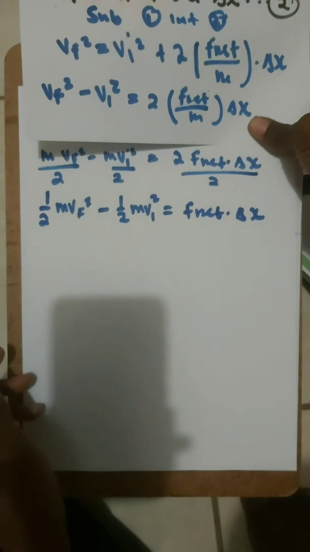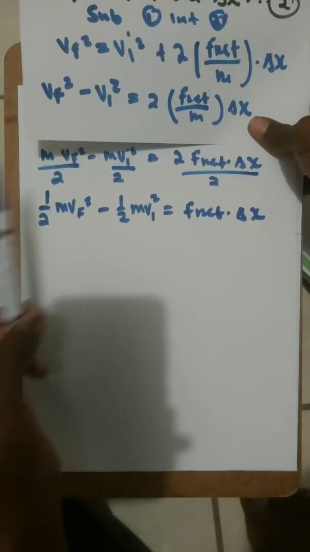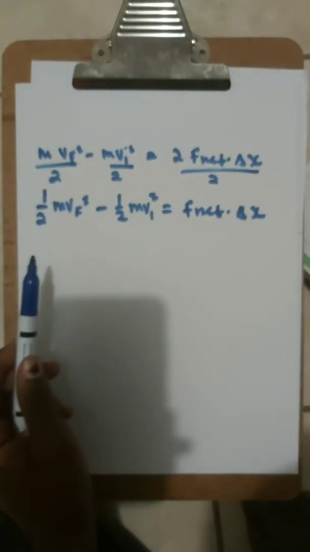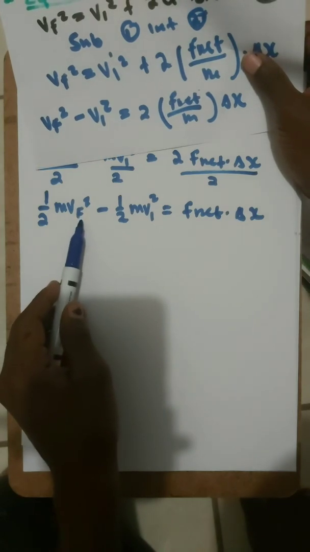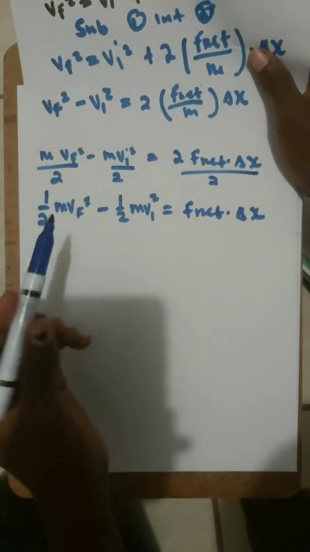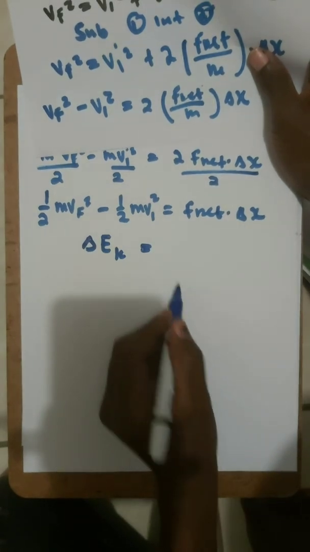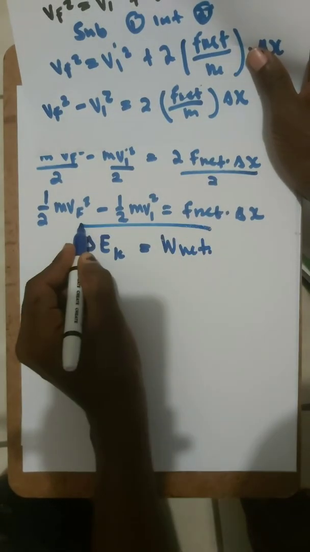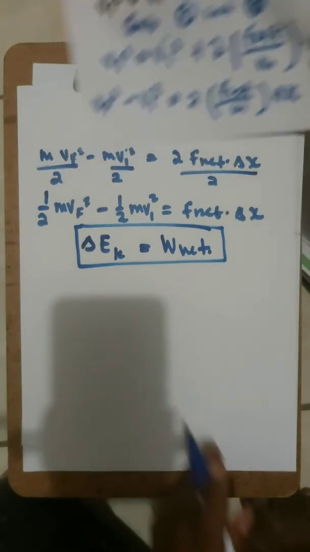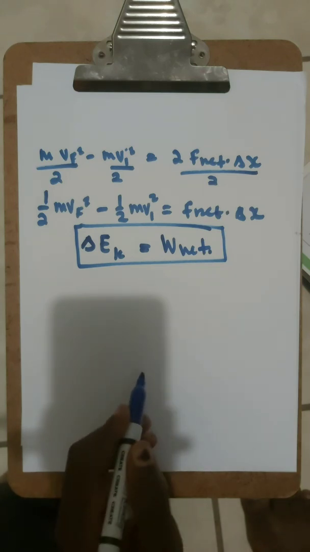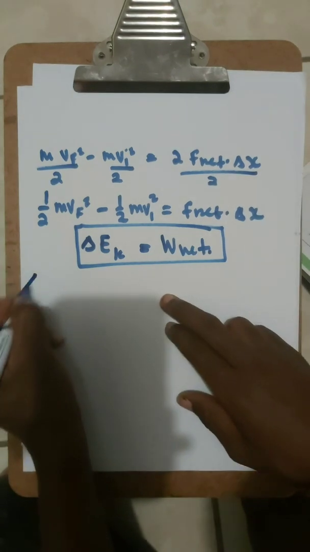So when we have something like this, what do you see? Basically, the work energy theorem was derived from Newton's second law and also the equation of motion. From here, what do we notice? We notice half m v squared final minus half m v squared initial. This is the change in EK. And F net multiplied by x is basically equal to the net work. So this is just how we derive the work energy theorem.